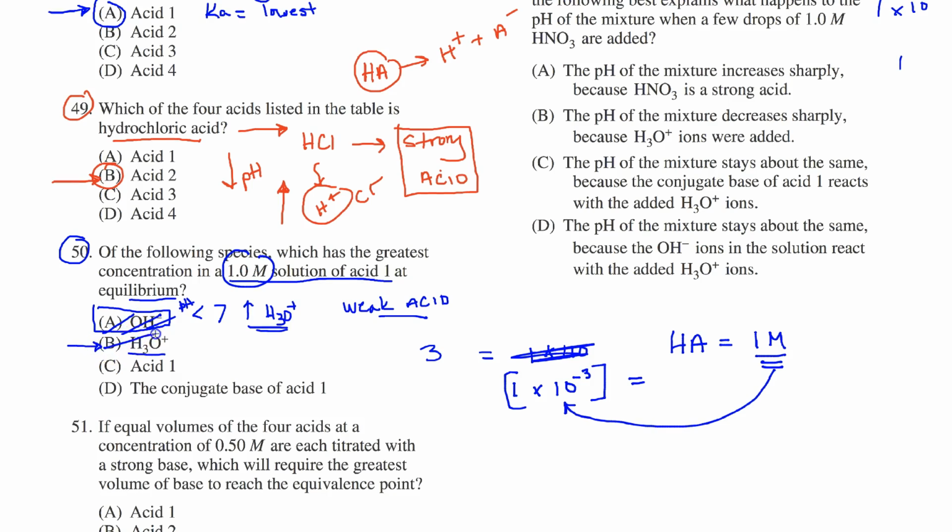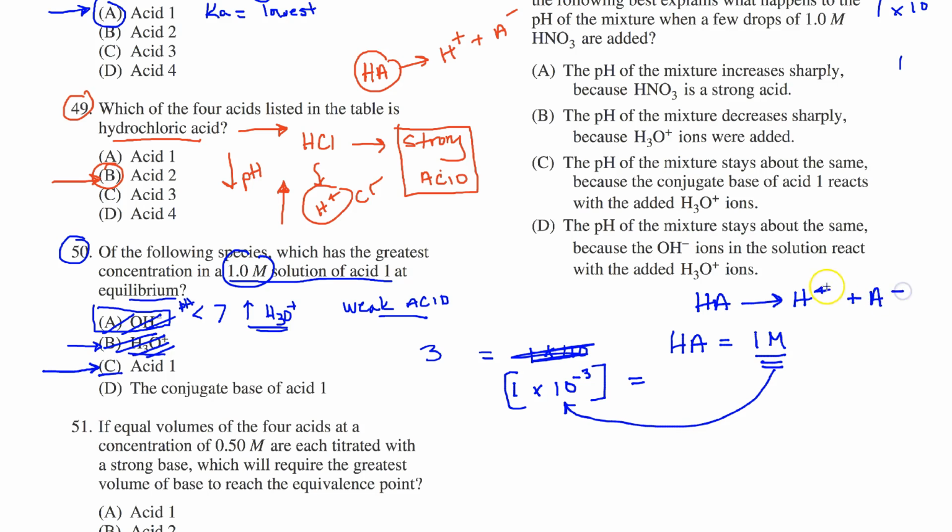And the key to this question is a weak acid's barely going to dissociate, and it's always going to be a much greater concentration than anything else. So C is the best answer. Now the conjugate base of acid 1 makes no sense because this barely goes forward, right? HA barely moves to H plus and its conjugate base.